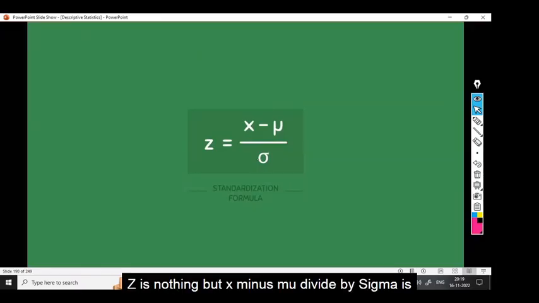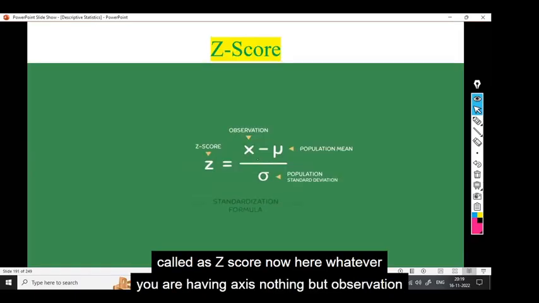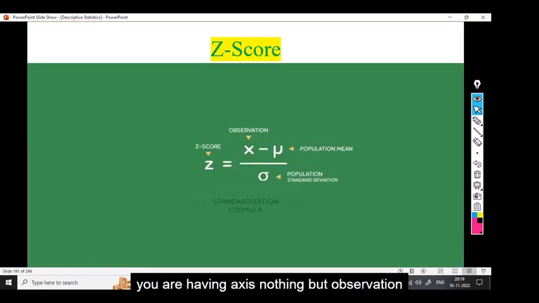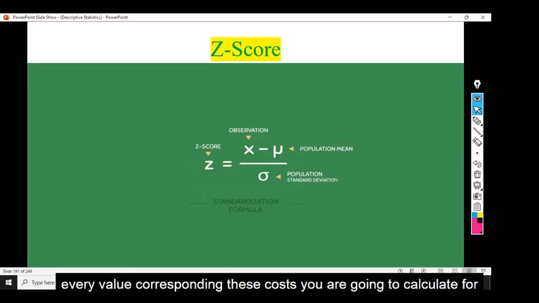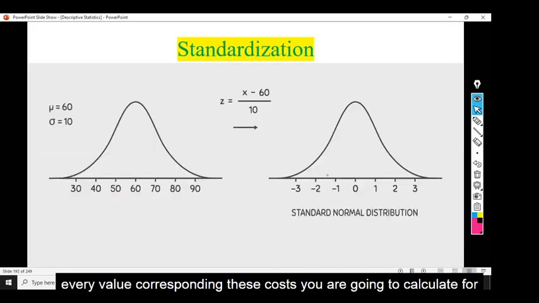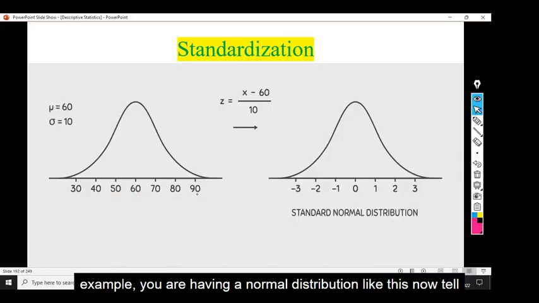Z is nothing but x minus mu divided by sigma, which is called the z-score. Here, x is the observation, mu is the mean, and sigma is the standard deviation. For each and every value, you are going to calculate the corresponding z-score. For example, you have a normal distribution like this.